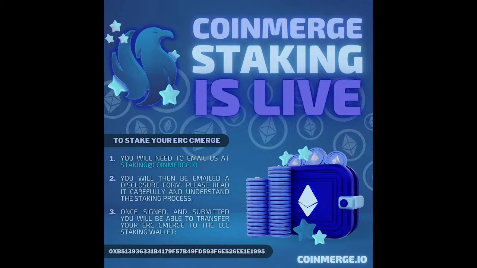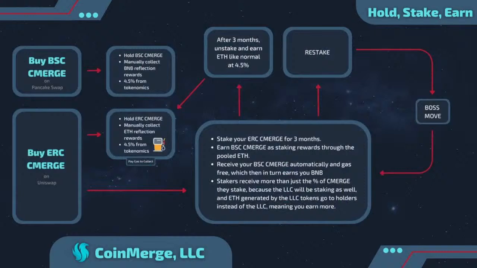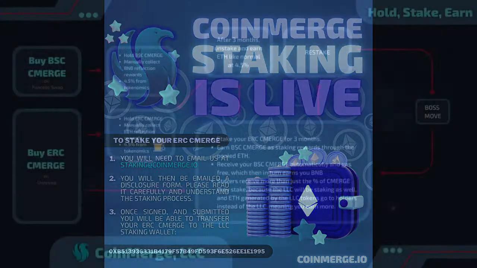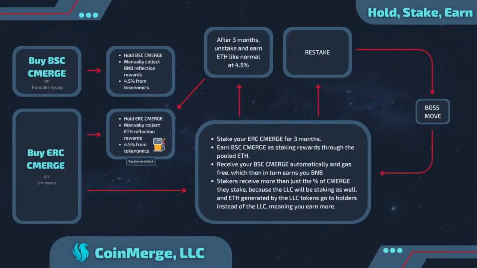A couple other details to take note of: if you choose to stake your ERC CoinMerge, you are choosing to stake it for a 3-month period, during which time, at the beginning, there's an enrollment period. During the initial enrollment period, you'll be able to submit your request, sign your disclosure, and be approved to submit your tokens for staking. They will then be locked for 3 months in the LLC staking wallet, during which time you will receive back as rewards BSC CMERGE tokens.